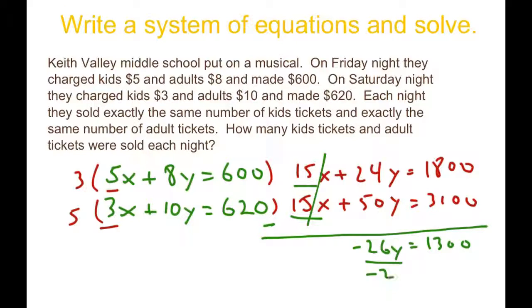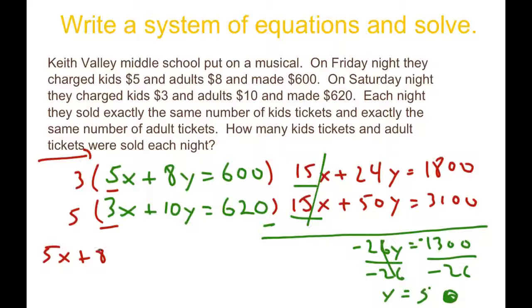I'll divide each side by negative 26. I'm sorry, negative 1300. That cancels, and I get a positive 50. So now I'm going to substitute y is 50 into one of the equations. Once again, easiest one, probably this first one here. So I'll do 5x plus 8 times 50 equals 600.